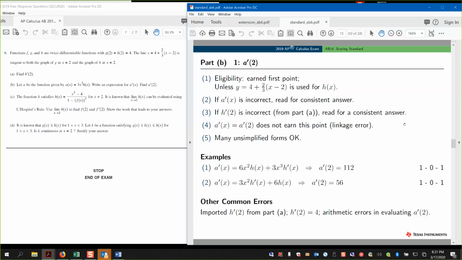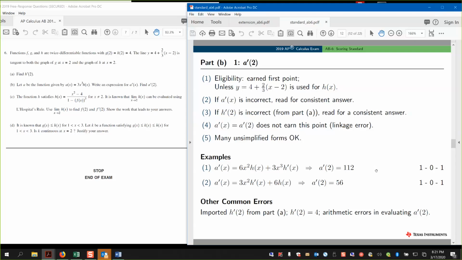If the student wrote a prime of x equals a prime of 2, that was interpreted as a linkage error, connecting two things with an equal sign that really aren't equal. Or bluntly, it's just bad notation, and the student did not earn this point. And unfortunately, there were many unsimplified forms that were certainly okay.